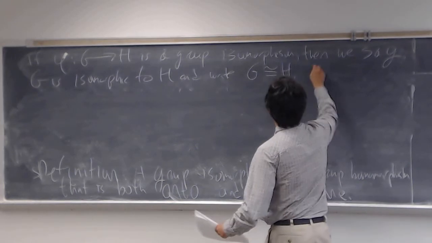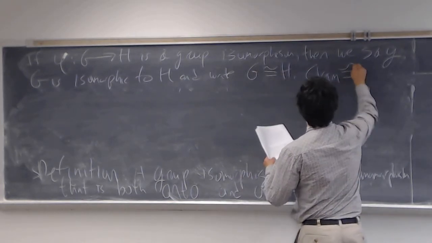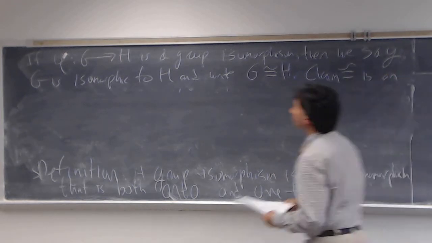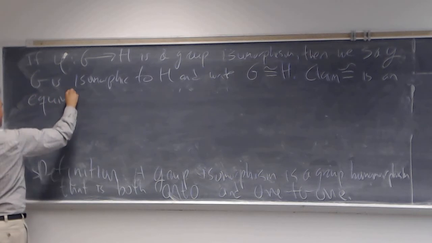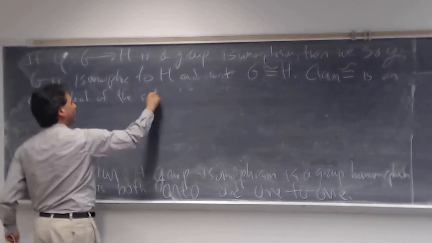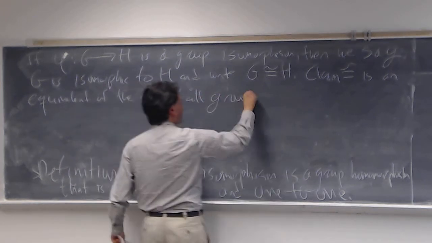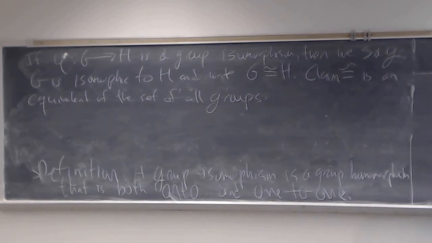So we claim this relationship, isomorphism, is an equivalence relation on the set of all groups. So let's prove this claim.